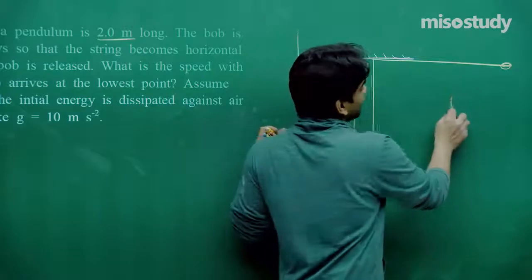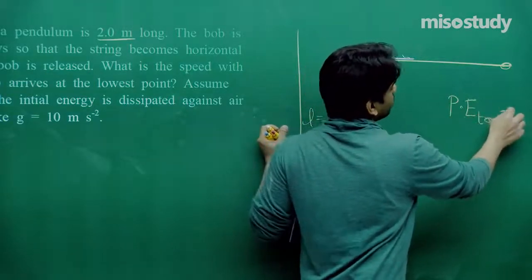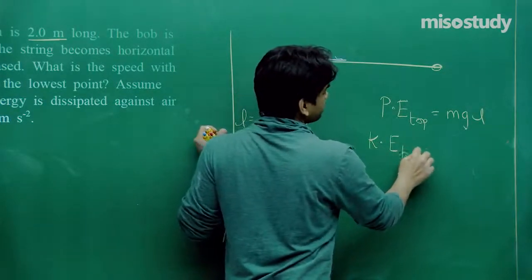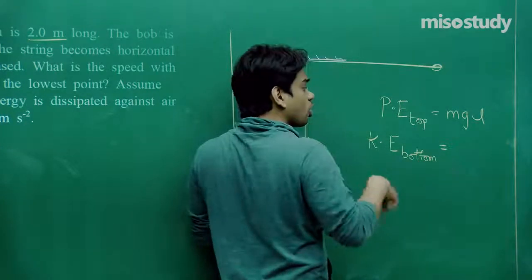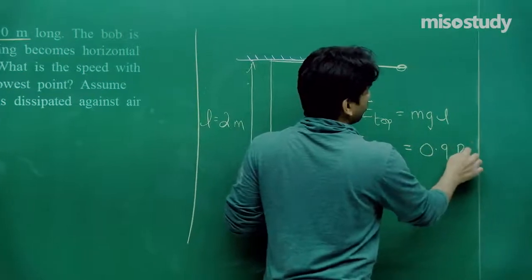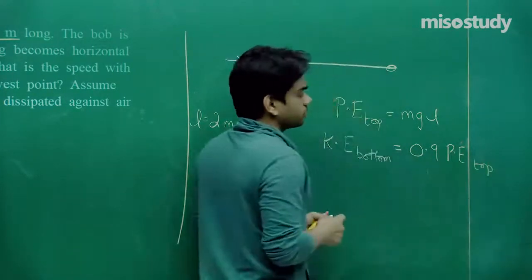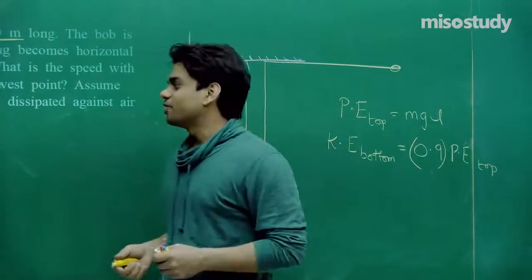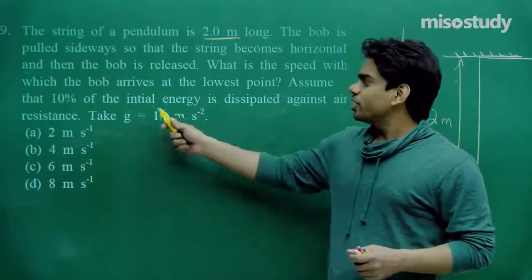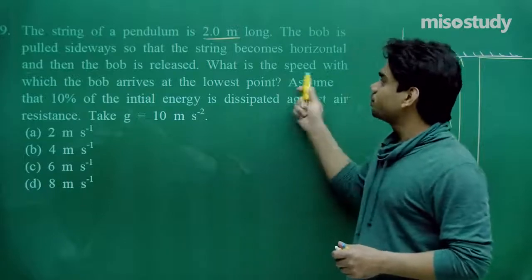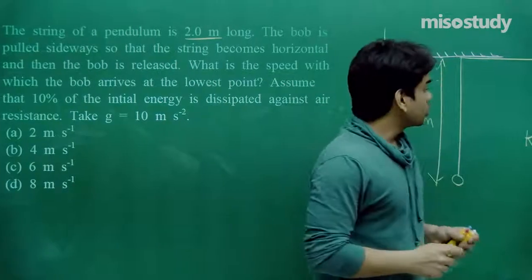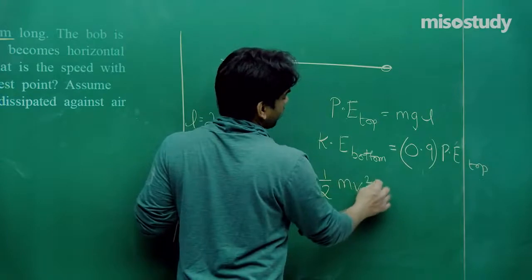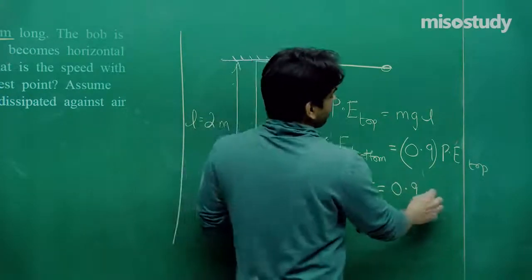The potential energy that it is possessing at the topmost point is equal to mg into height, that will be L. The kinetic energy at the bottommost point will be, because 10% is lost, only 0.9 times the potential energy at top. Because 0.1 times is lost, 0.9 of the potential energy will be left with it. We need to find out the speed with which the bob arrives at the lowest point. So if the speed that it possesses here is v, half mv square will be equal to 0.9 times mgl.